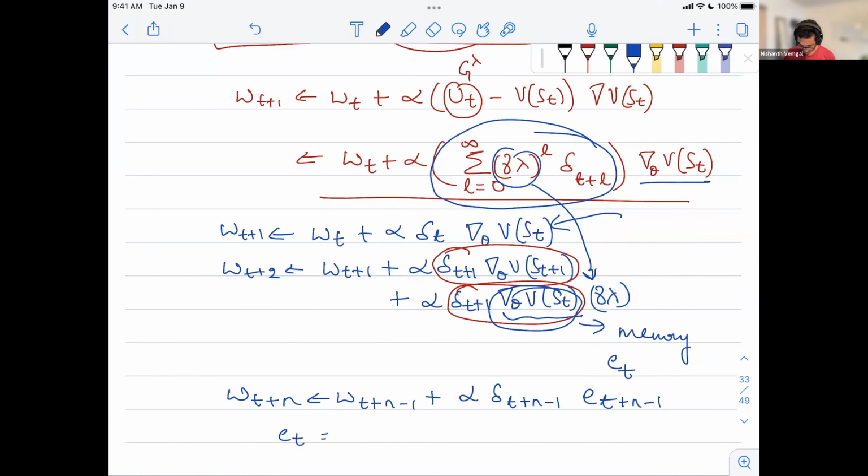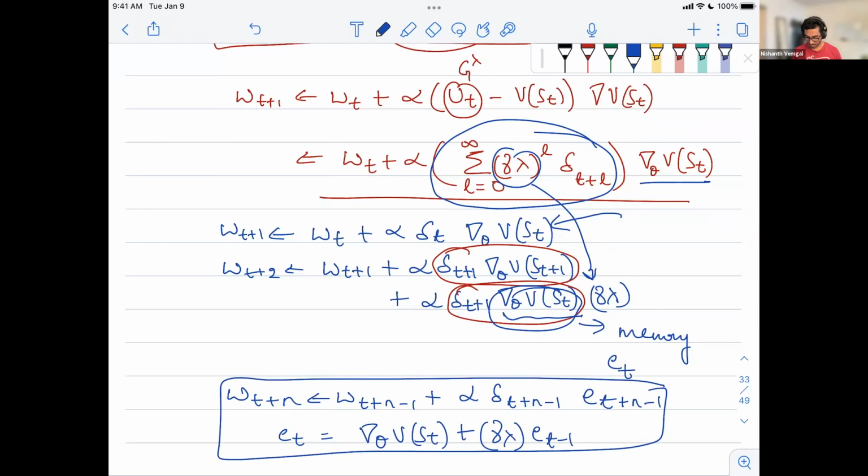where E_t is nothing but the gradient of the value function of the state, and it's a gamma lambda discounted term. So this way, we rewrote lambda returns as a sum of TD errors. Instead of waiting to get all the TD errors, we update if and when we receive a TD error, and we store the gradient in our eligibility traces. And we use these eligibility traces to update our weights. So this is the idea behind the algorithm TD lambda.